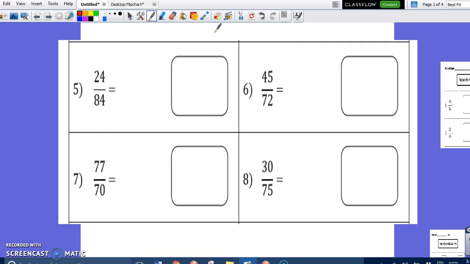Moving on to number 6. I have a 45 and a 72. Now, 45 is odd and 72 is even. But remember the double digit thing I told you. So if it's a double digit, not to mention the worksheet is all about reducing, so you know it's going to reduce. So let's see if we can get it down to single digits, even and odd, or something close to that. I'm looking for a 45 or a 72.